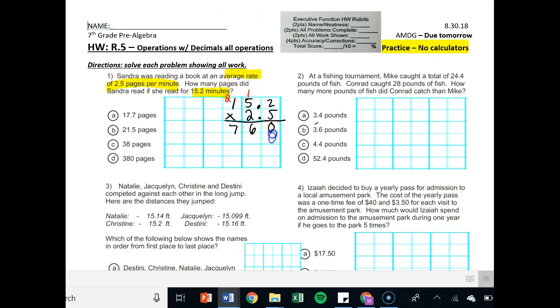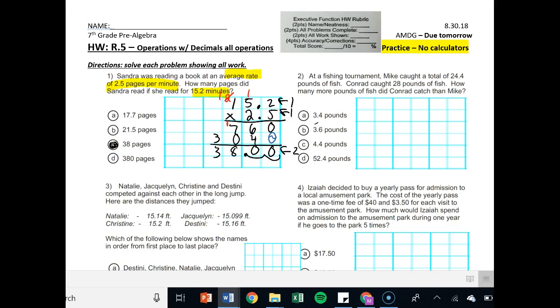Before you start another line, always lay your egg, then go to work. 2 times 2 is 4, 2 times 5 is 10, put down your 0, and carry your 1. And 2 times 1 plus 1 is 3. Let's add them up. We get 0. 6 plus 4 is 10, carry your 1, so that's 1 and 7, that's 8 and 3. But that's not our answer because we have 2 decimal places, so let's go ahead and swoop twice. Once, 2. Alright, so our answer, 38.0 or 38 pages.